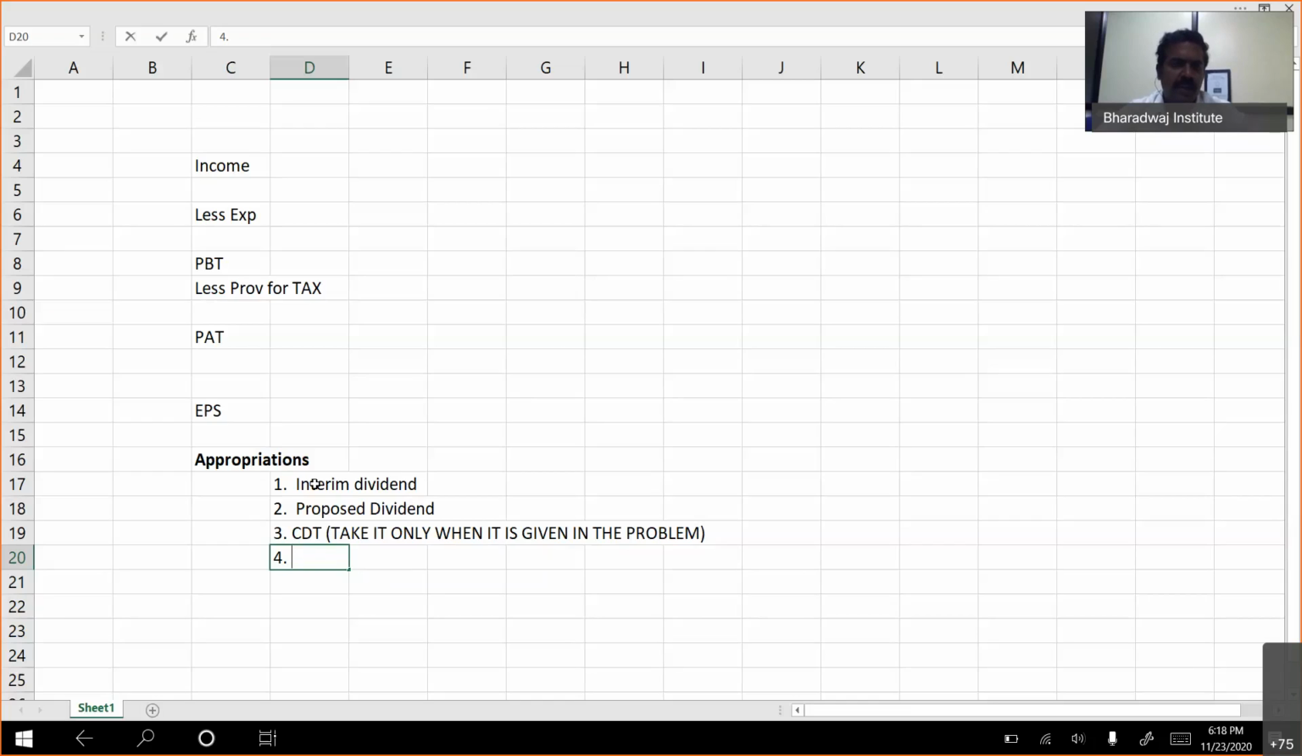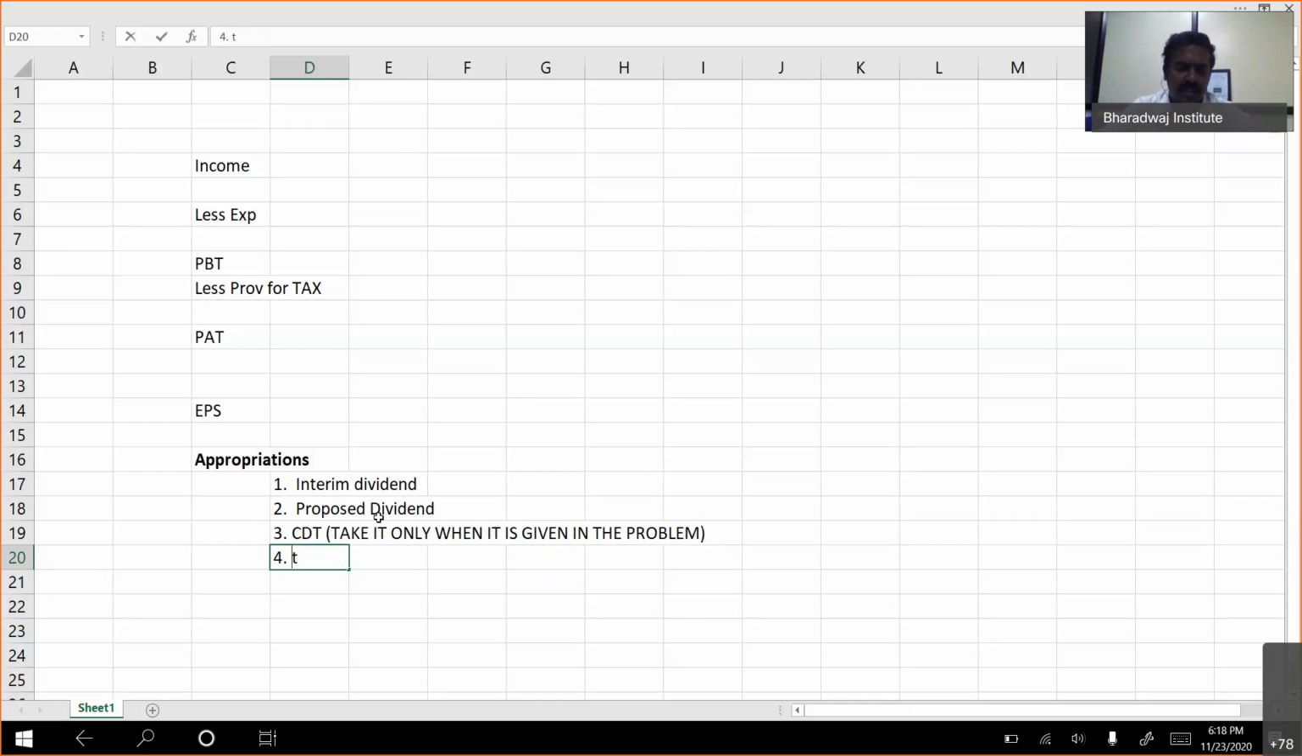Corporate dividend tax is nothing but tax on dividend distributed, payable by the company. The dividend is exempted in the shareholder's hand, because the company is paying corporate dividend tax. So please take corporate dividend tax only when it is given in the problem.